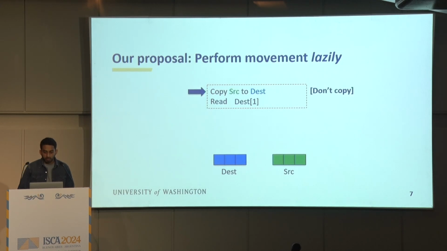So on a copy operation, as the name suggests, we don't do anything, we're lazy. When the data is finally accessed, we reroute the request to the appropriate location and perform the data copy in place. This method allows only the data that is accessed to be copied, and it allows the hardware prefetcher to trigger copies before the data is actually accessed to hide copy latencies.